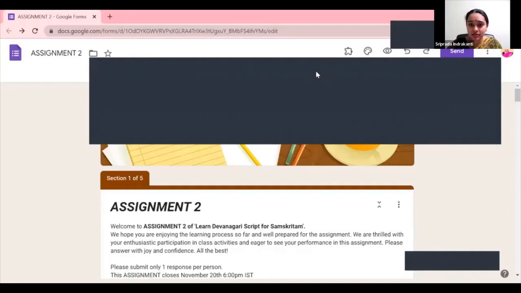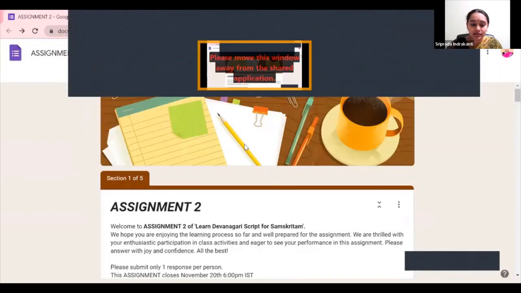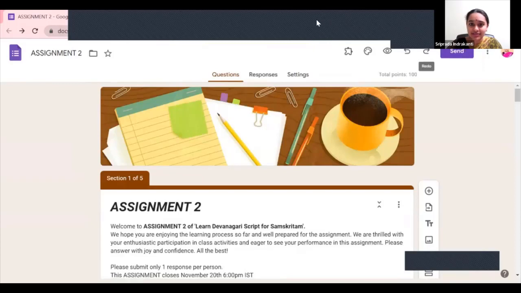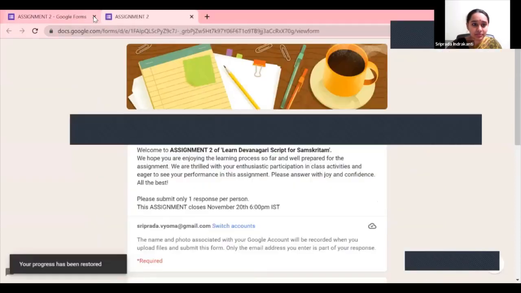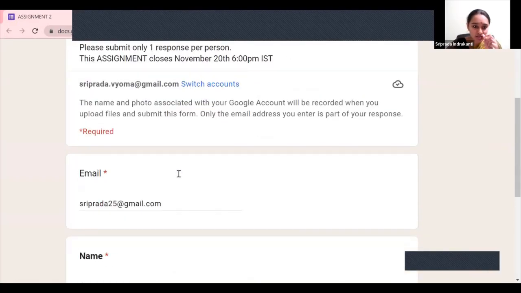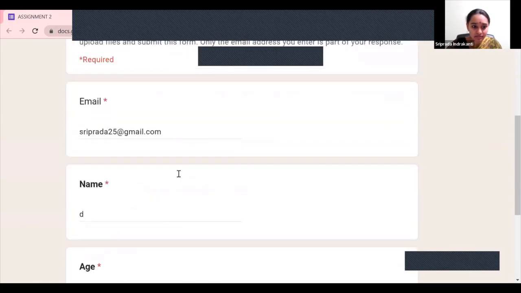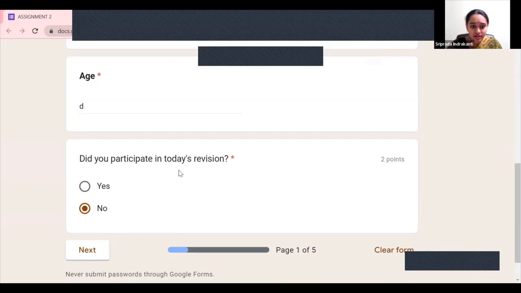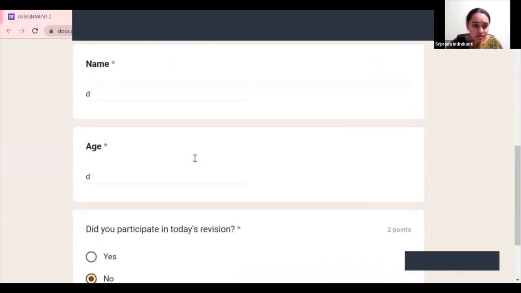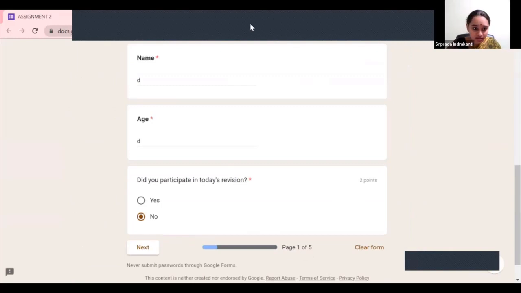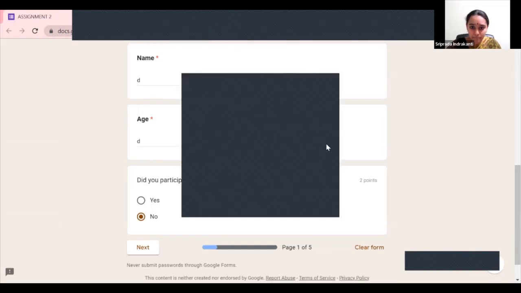So this is assignment 2. It's going to be tricky. Let's do the preview. Okay. So the same instructions, I won't be going through the instructions again. So here it says, did you participate in today's revision? Please click yes or no. Raise your hand when you're done. You can raise your hand, yeah. With the first page.